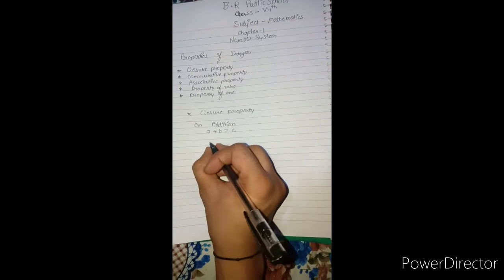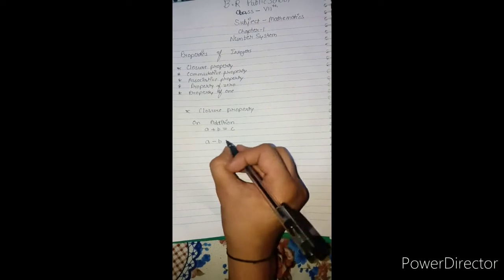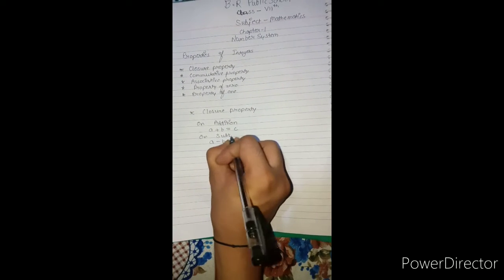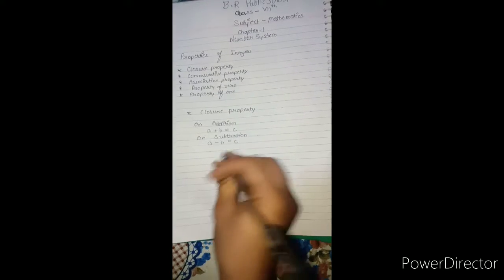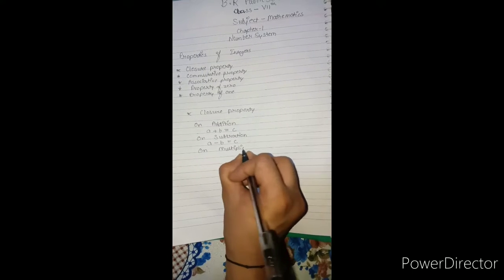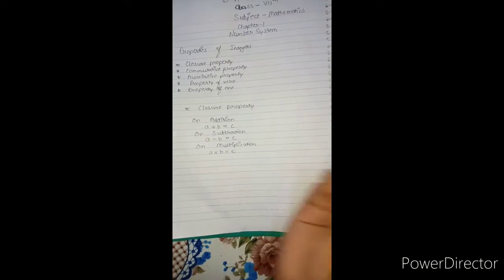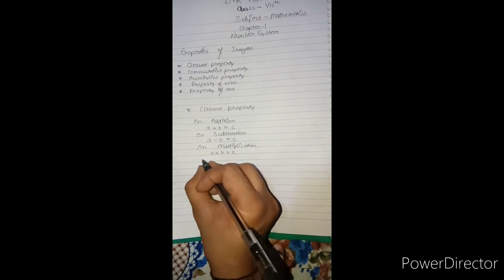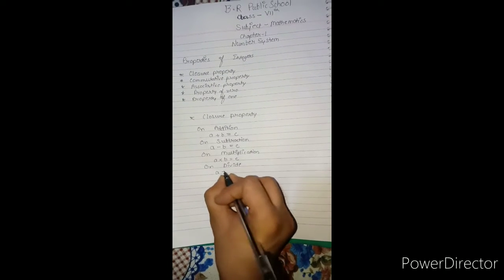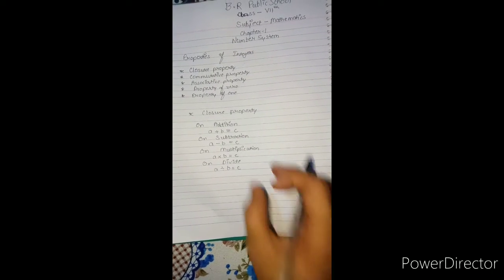In subtraction, we are subtracting one integer from a second integer, we get a third integer. On multiplication, a into b equals c. On divide, this is the example. Okay, this is the formula.